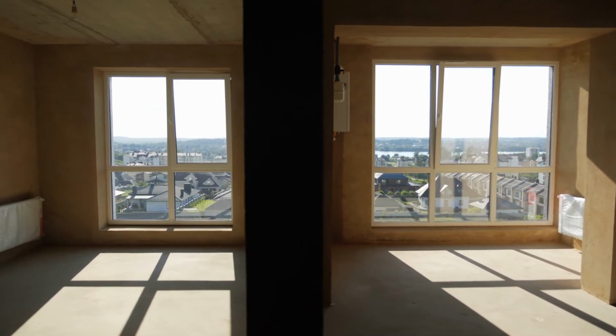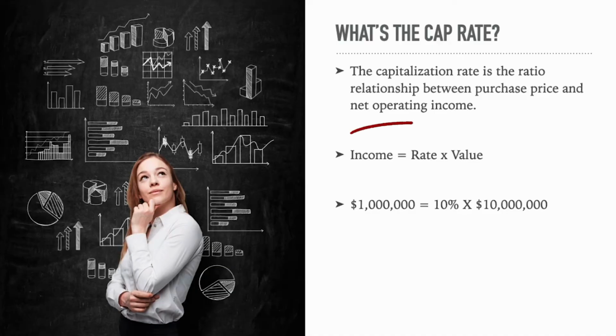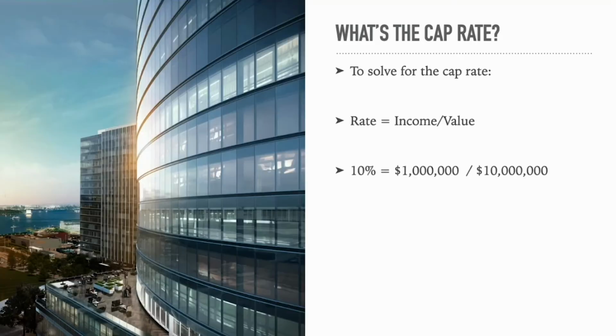The formula is called IRV. It's I equals R times V, which is income equals rate times value, where you're taking the net operating income that the property is generating and using that to determine a valuation. The cap rate is the tool at your disposal. To solve for the cap rate, the very first thing we do is take that net operating income and divide it by the purchase price to come up with that rate.